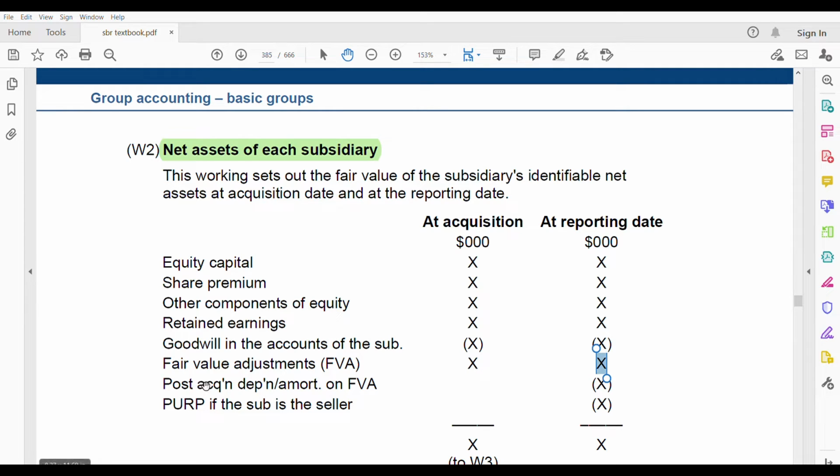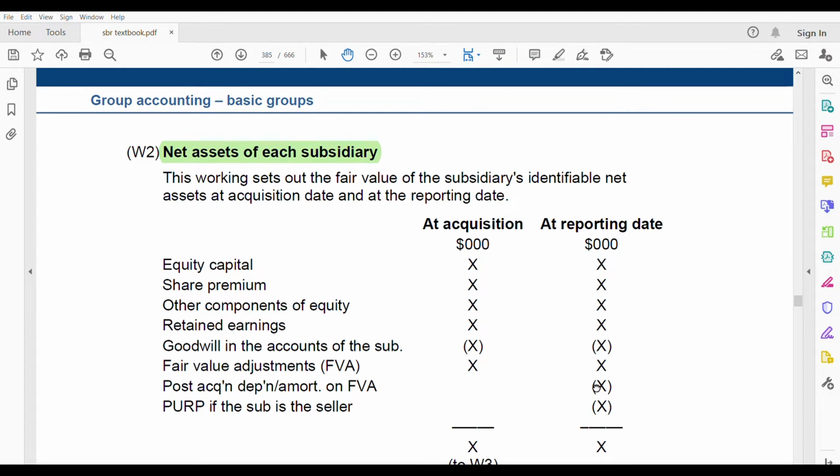Depreciation and amortization we never take at the acquisition date. We always take it at the reporting date only. So there is nothing at the acquisition. You need to deduct that depreciation or amortization, depending on whether tangible or intangible.